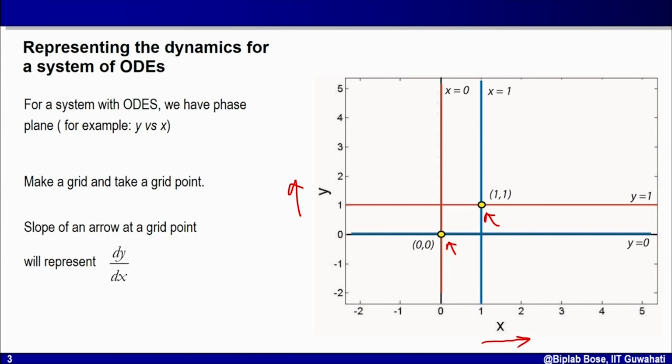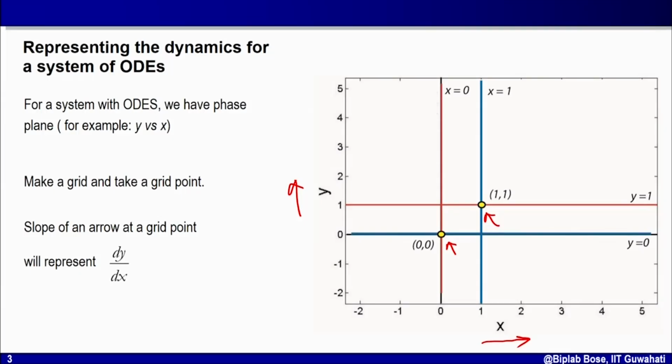Now, in case of a direction field for one single dependent variable, we divide the plane into equidistant grid points, and at each grid point, I draw an arrow with a slope equal to the derivative. But here, we have x and y axes. So I cannot draw an arrow with a slope dx/dt or dy/dt. So how can I draw an arrow here, or put something, to represent the dynamics of y and x with respect to time?